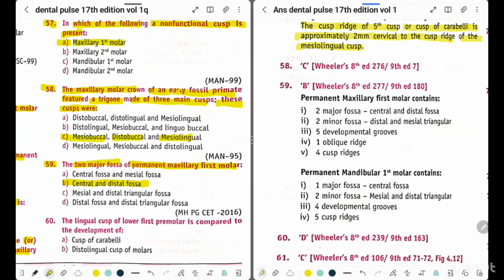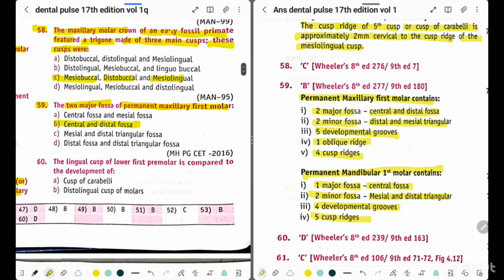The explanation is that permanent maxillary first molar contains two major fossae, central and distal fossa, two minor fossae, distal and mesial triangular fossa, 5 developmental grooves, 1 oblique ridge and 4 cusp ridges. And permanent mandibular first molar contains 1 major fossa, which is central fossa, 2 minor fossae, mesial and distal triangular, 4 developmental grooves and 5 cusp ridges.